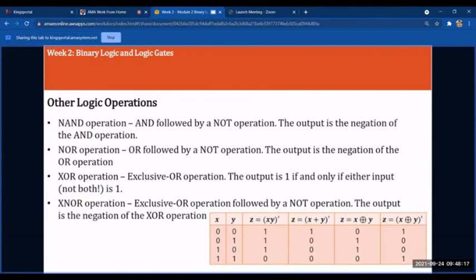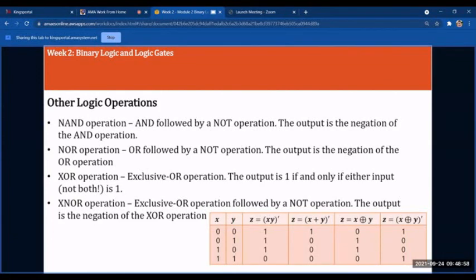While the XOR is an exclusive OR operation, the output is 1 if and only if either input, hindi po both, is 1. Okay? So please take that into your mind, no? So dapat the output is 1 if and only if yung isang input ay 1, hindi po both. Unlike yung katulad nung huli natin diniscuss, no? So sa OR na basta may isa, this time no po. So sa XNOR operation, exclusive OR operation followed by a NOT operation. The output is the negation of the XOR operation.